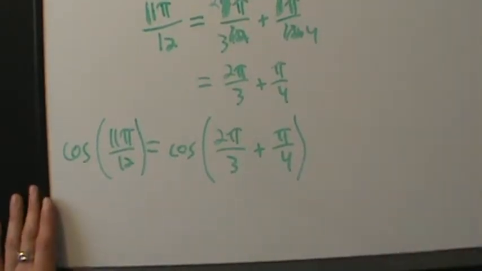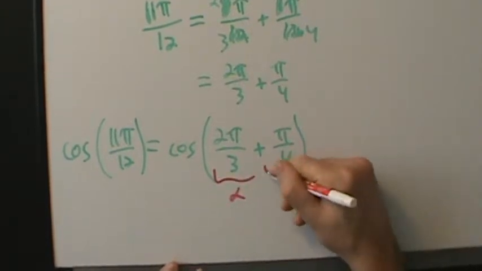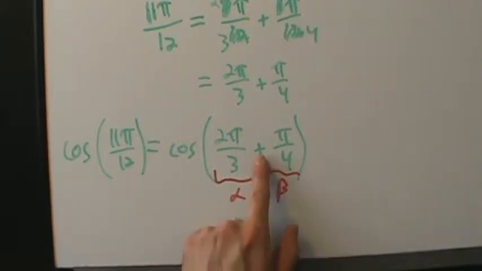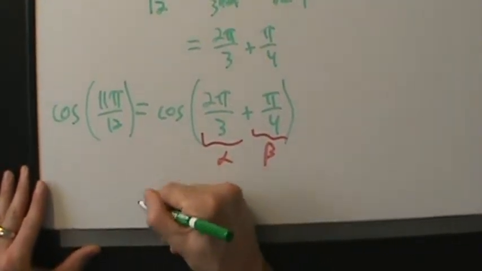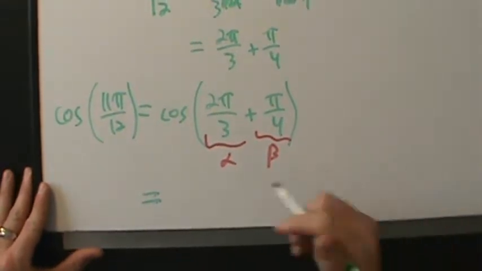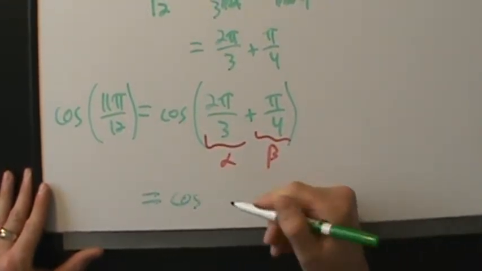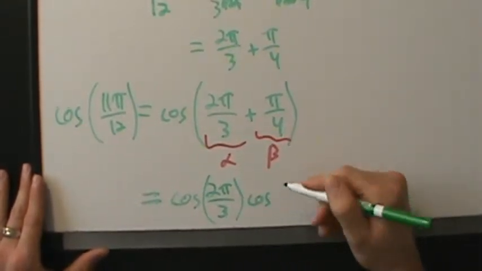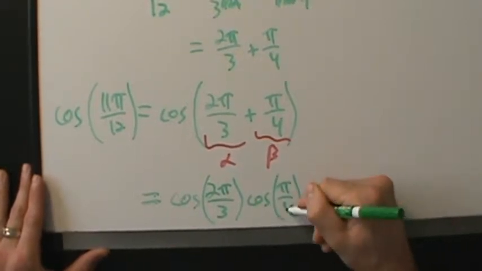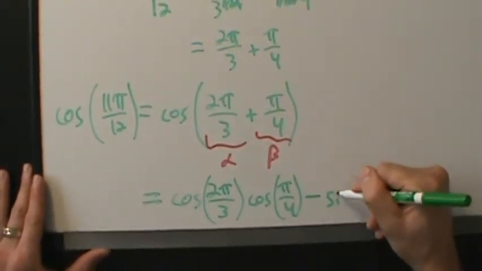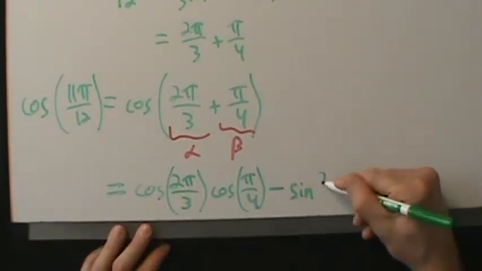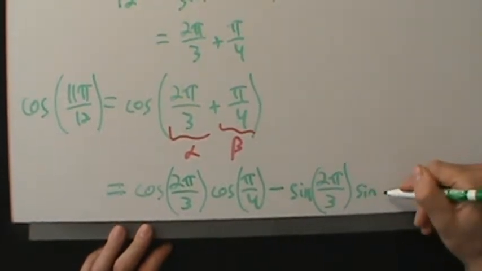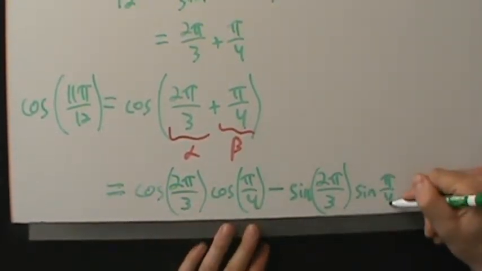Okay, so anyway, this here is our alpha, and this here is our beta. Alpha is 2 pi over 3, beta is pi over 4, and we have alpha plus beta. So cosine of alpha plus beta equals cosine of alpha, which is cosine of 2 pi over 3, times the cosine of beta, which is cosine of pi over 4, and then minus sine of alpha, which is sine of 2 pi over 3, times the sine of beta, and beta is pi over 4, so this is sine of pi over 4.